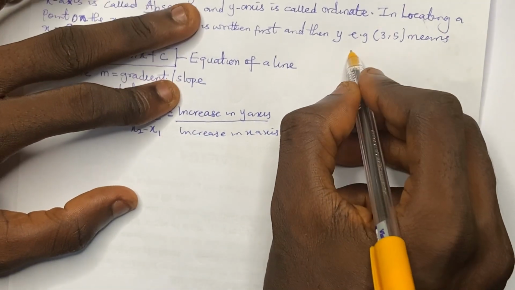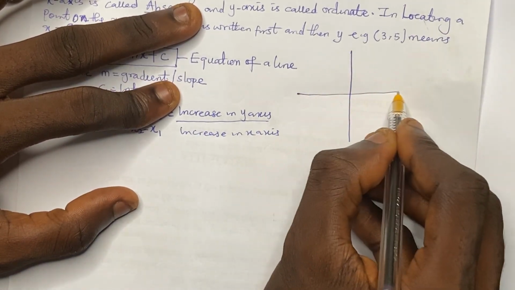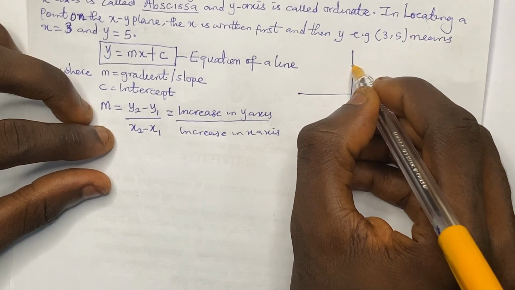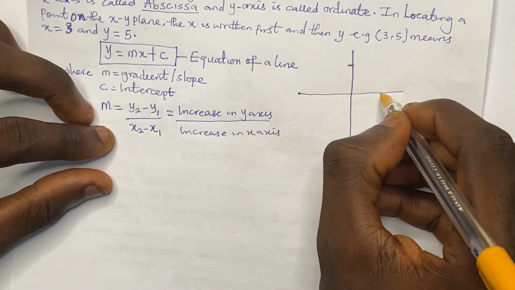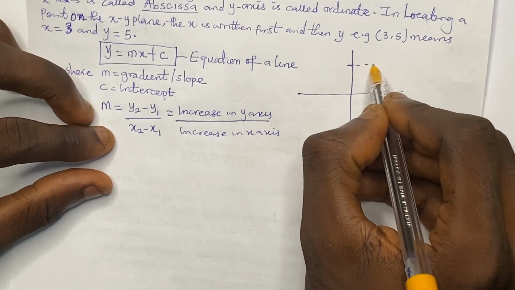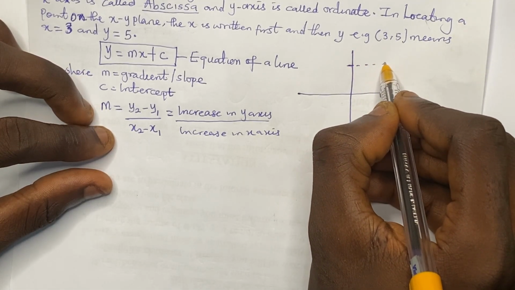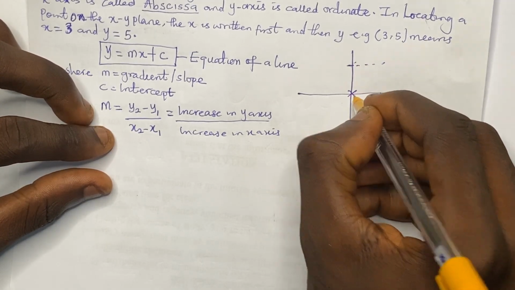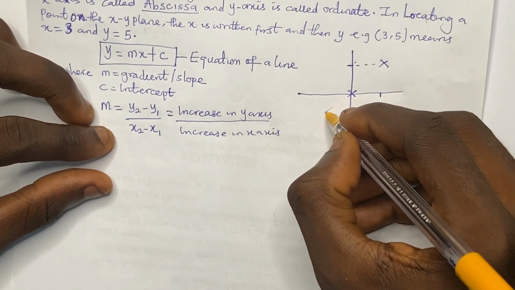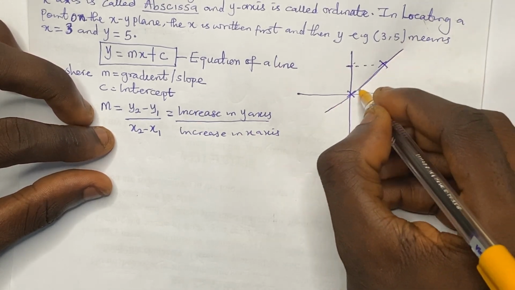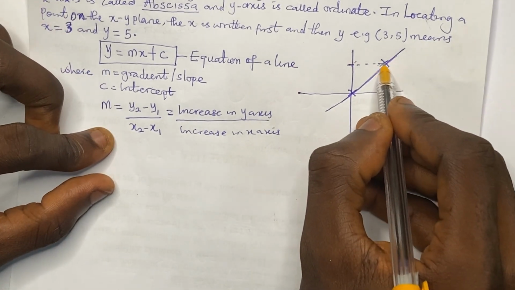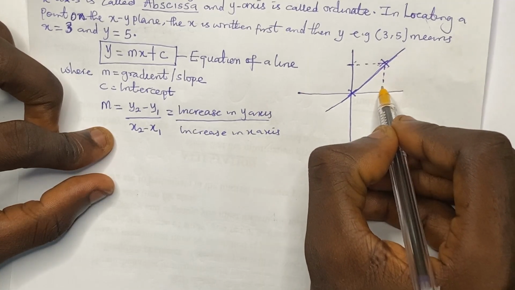Now, look at this graph here. This is a graph of x and y axis. When I have a point A and a point B, let's say I have a point like this, and I have another one like this. Now you can see that the line will be like this. And then the slope, which is the gradient, will now be like this.